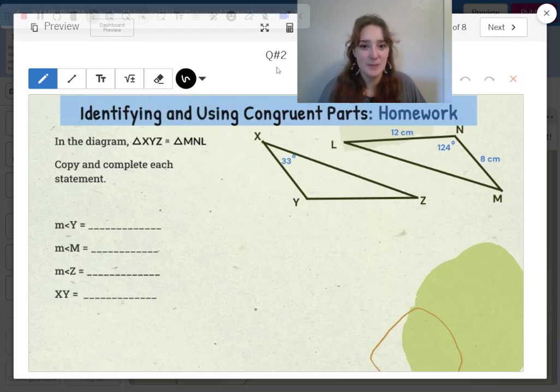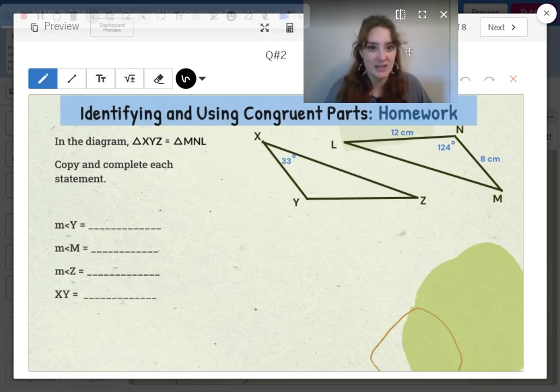So, new problem, question 2. We're on slide 3. Identify and using congruent parts. So in this diagram, triangle XYZ is congruent to triangle MNL. So again, the order is important. We want to complete each statement.